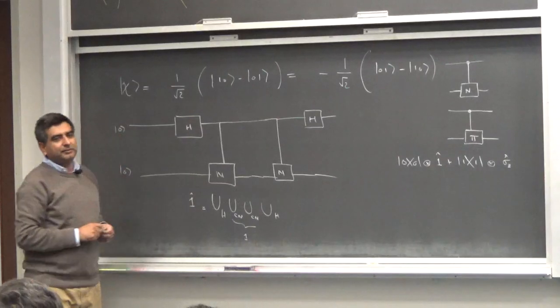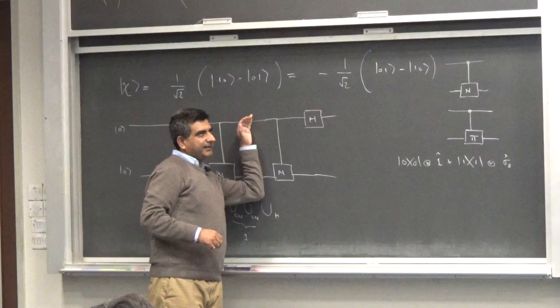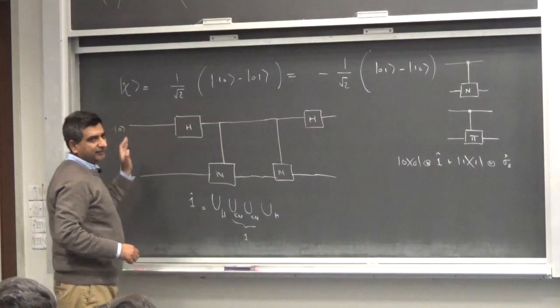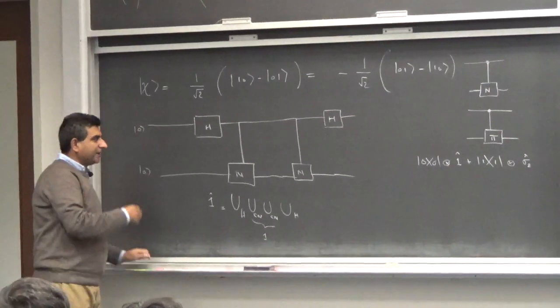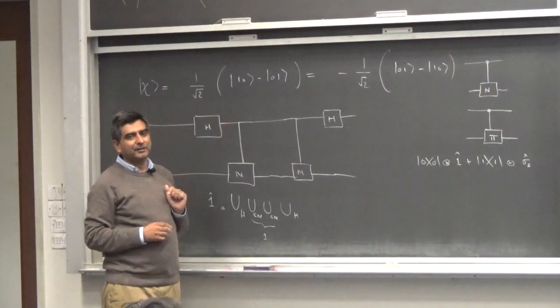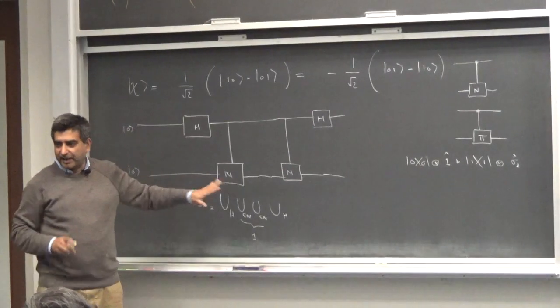So this part is an entangler, this part is a disentangler. And in fact, this is used for measurement. Now why is this important? Do you understand this up to this part?